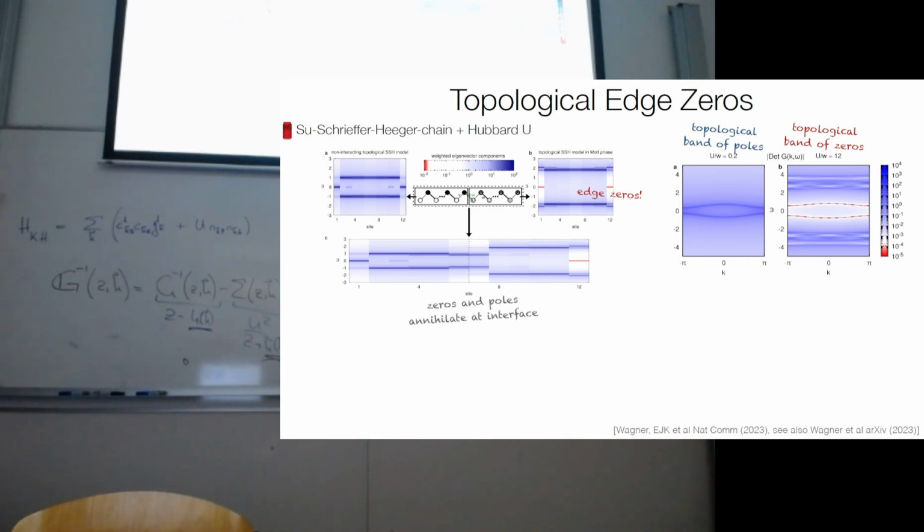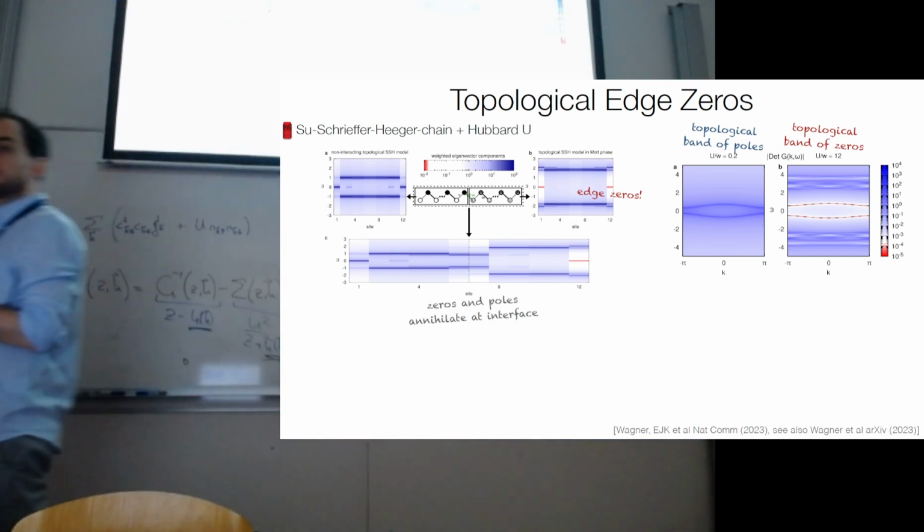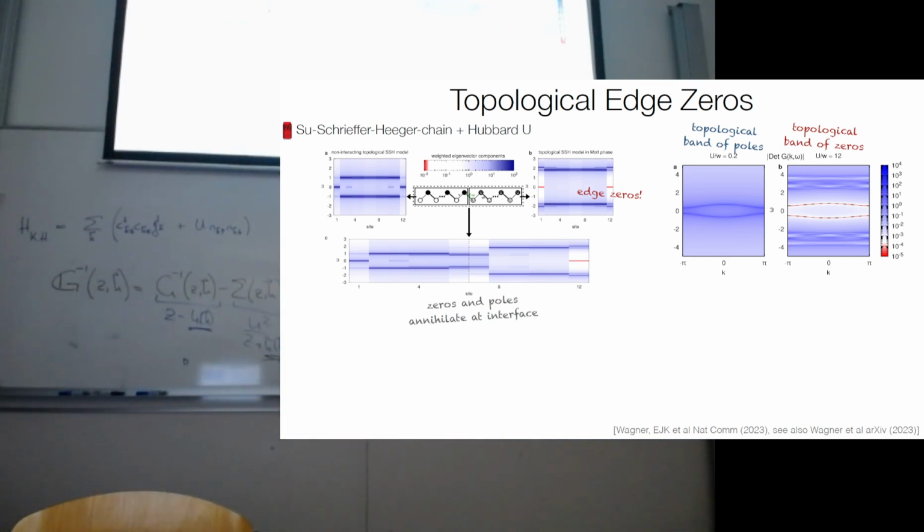When I first saw this, I was quite surprised actually. Okay. So these edge zeros apparently, this is the first physical consequence that we really see of these zeros. Zeros in the Green's function have the ability to annihilate a state when you put a topological interacting system next to a topological non-interacting system.